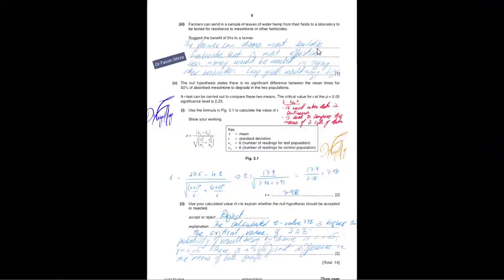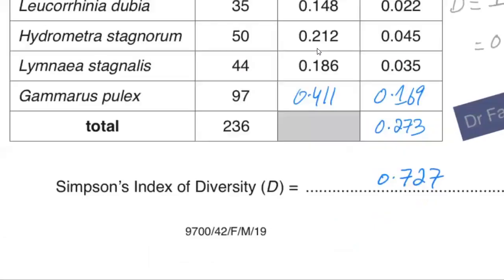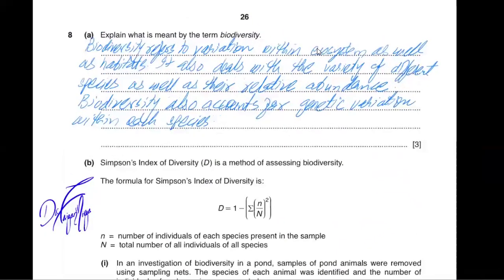Let me take one more example. This question is a T-test. I have covered this in another video, so I'll prefer to move on from this question and take another one. This question is dealing with diversity index. This is Feb 2019, variant 42, and this deals with biodiversity and the diversity index.